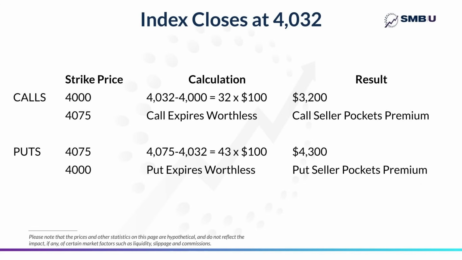So for example, if an index closes at 40.32, then the 4,000 call would pay $3,200, as you can see from the calculation, because the index closed 32 points above the strike price of the call, which is 4,000. However, the 40.75 call would expire worthless, as the index didn't close above 40.75. So the call seller just pockets the premium, and the puts are just the opposite. If the market closed at 40.32, then the 40.75 put would be worth $4,300 because the market closed 43 points below the put strike price of 40.75. But the 4,000 puts would expire worthless because the market did not close below the 4,000 strike price.